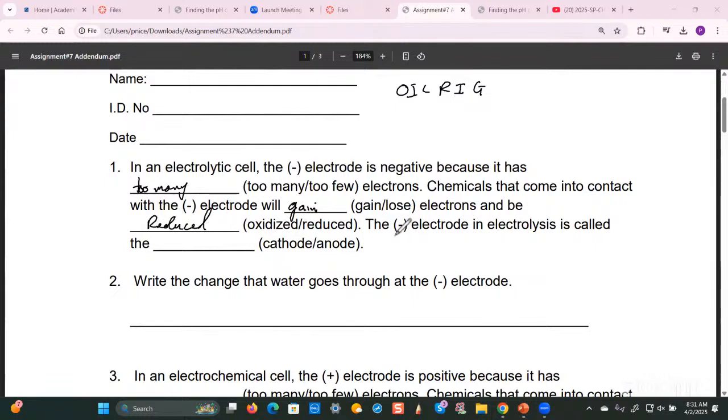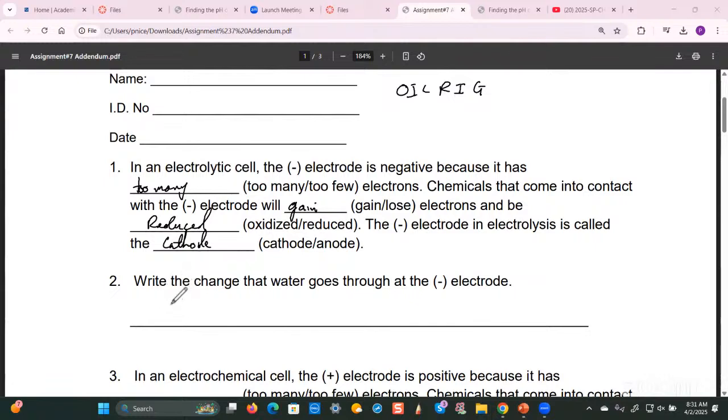All right? And then it says here, the negative electrode in electrolysis is called the what? That is indeed correct, cathode. All right, very good. Okay, so the next part, number 2, is asking, write the change that water undergoes at the negative electrode, the cathode.